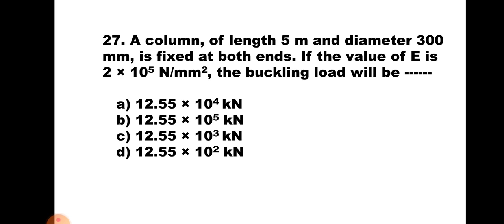Put all the values in the formula pi square EI upon LE square. Calculate it. You will come to know that the buckling load will be 12.55 into 10 raised to 4 kilonewton. Hence, the answer is 12.55 into 10 raised to 4 kilonewton.